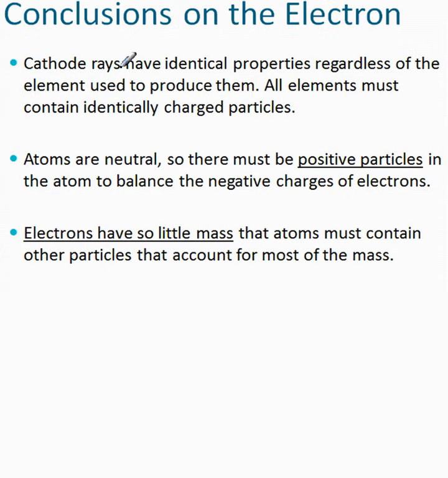Conclusions based on what they discovered with the electron. A couple things: they knew that elements had to contain oppositely charged particles. So atoms were neutral, they knew that. So there had to be a positive particle to balance out the negative particle that they discovered, they just didn't know what it was using the cathode ray tube. The other thing that came out of it is they knew that electrons had such a little mass that atoms had to have other particles that account for most of the mass. We get into that when we talk about isotopes and mass numbers, because protons and neutrons, we say, have a mass, and we pretty much say electrons don't have a mass, or it's very negligible.